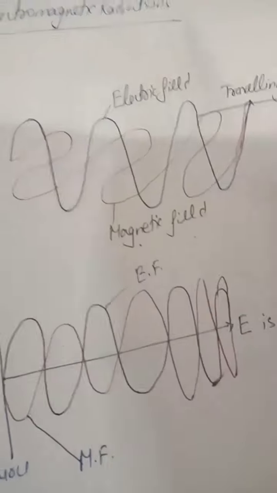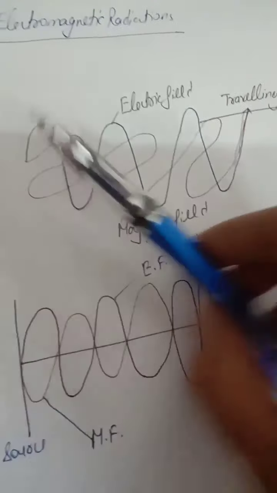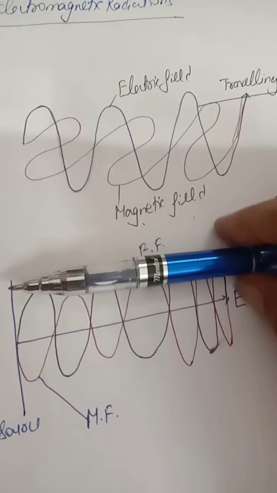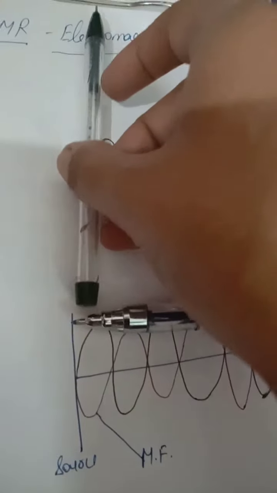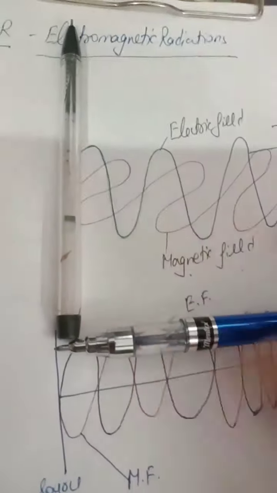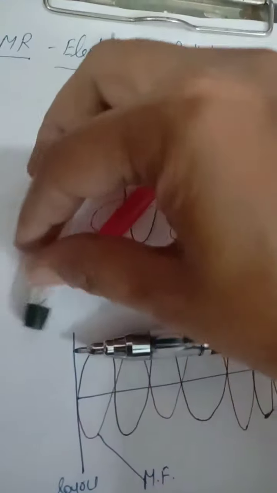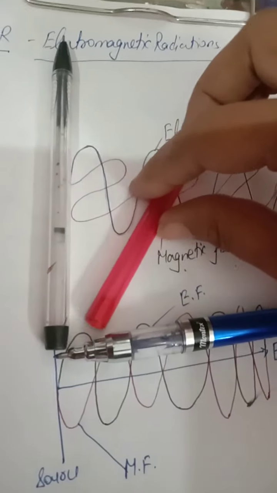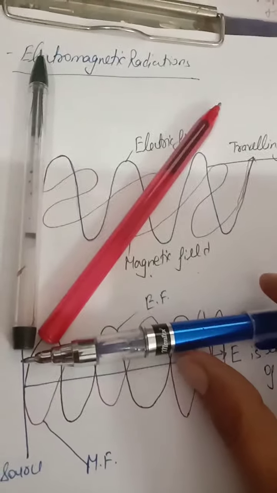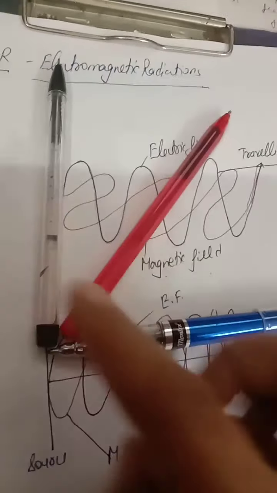Suppose I am having 3 pens, one pen in x-axis. Suppose along x-axis I have taken the electric field, and along y-axis this one is the magnetic field, then these waves are traveling in the direction of z-axis. So it means these both are perpendicular to one another, that is electric field and magnetic field.